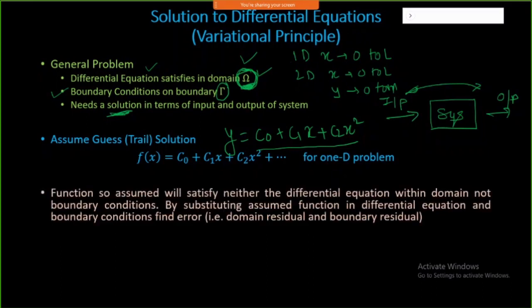So once I assume this, ultimately you want to determine C0, C1, C2. This C0, C1, C2 means, first, we know we have a differential equation with us. This is one thing. Second, we have boundary conditions.